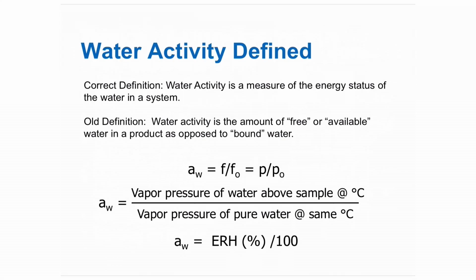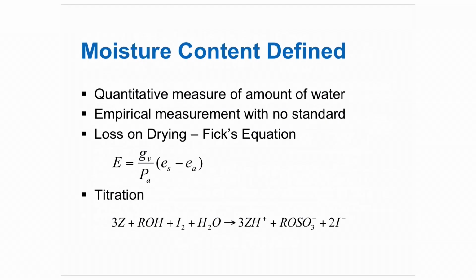And so try to stay away from using those old definitions and emphasize the fact that water activity is the energy status of water. And water activity is the same as equilibrium relative humidity just divided by 100. So if you measure the relative humidity inside of a sealed chamber and get an equilibrium relative humidity and divide that by 100, you would have water activity.